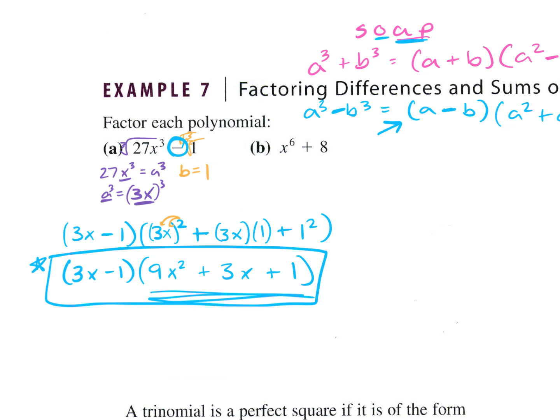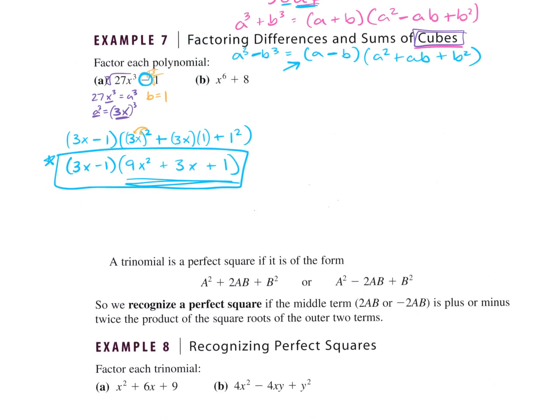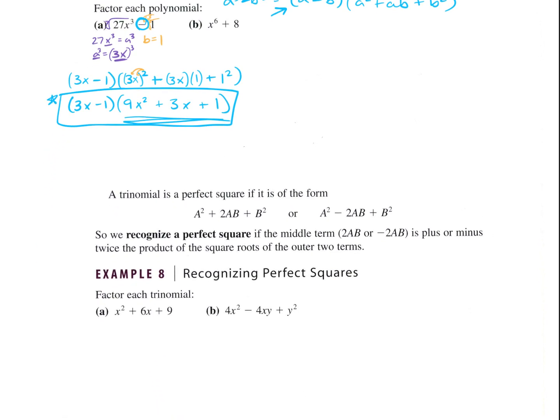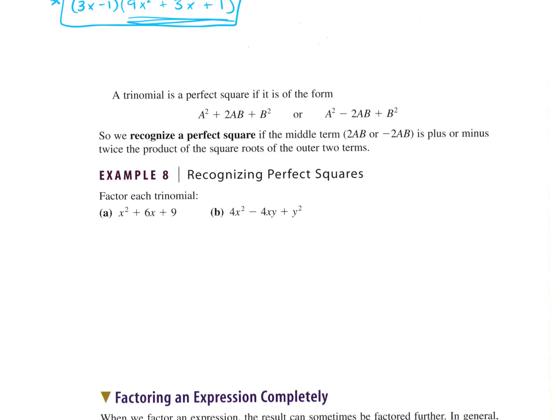Just for the sake of time, I'm going to skip B. I don't think that you have any sum or difference of cubes in the homework. We'll practice more on Monday, but I want to get to the perfect square trinomials down here at example 8.